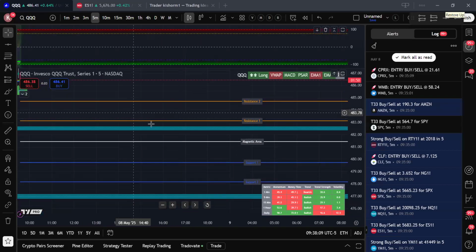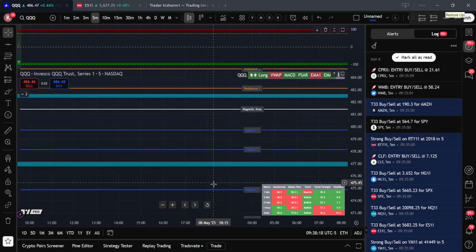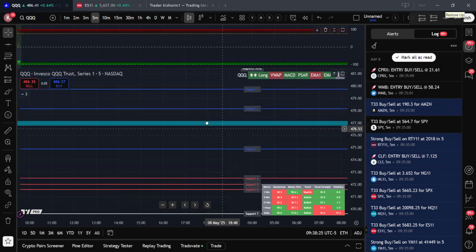But our key rule is above the magnetic area, you can buy the stocks, you can buy the calls, you can do the bull puts. Below the magnetic area, generally we will look for bear calls, look for puts, or look to short the stocks.